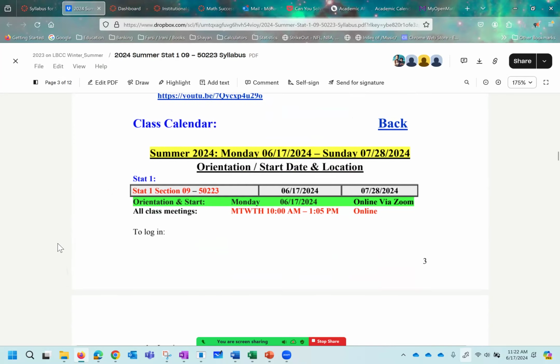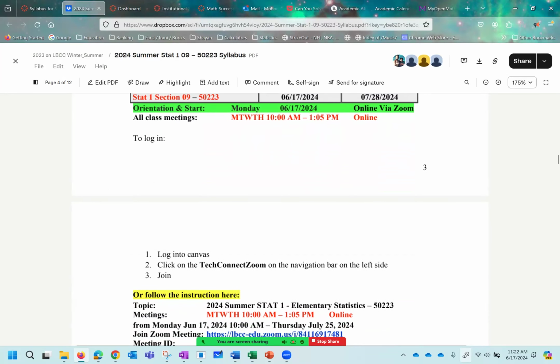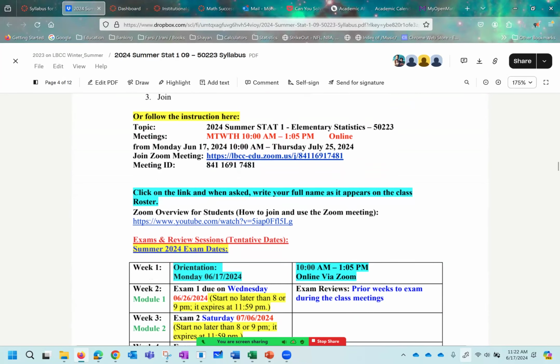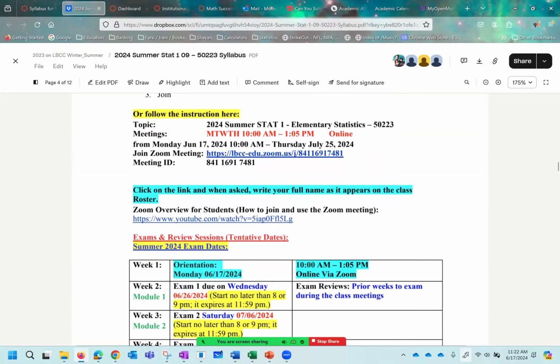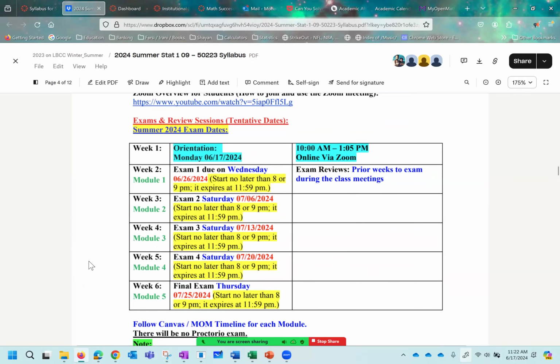Here's the class calendar and the information about the class. We meet Monday through Thursday, 10 a.m. to 1 p.m., 5 p.m. And you can find the Zoom link on Canvas or here. And here's the exam dates again.